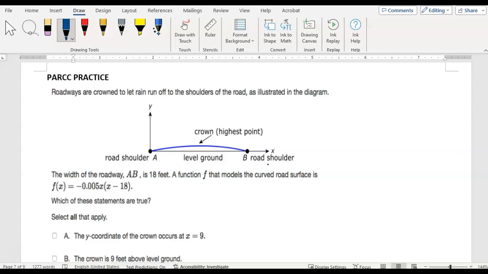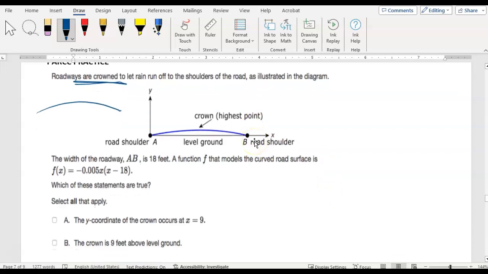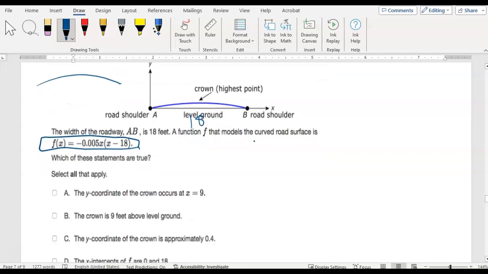So if you didn't know this, roadways are called crowned, which means they have a little bit of a hump to them so that the water falls off of them and doesn't stay on the road. This is for roads that are constructed well, right? So sometimes if there's potholes or stuff, that's not true. But in this case, this is the example. So the width of the roadway is 18 feet. So this is 18 feet. A function f that models the curved road surface is this function here. Which of these statements are true?